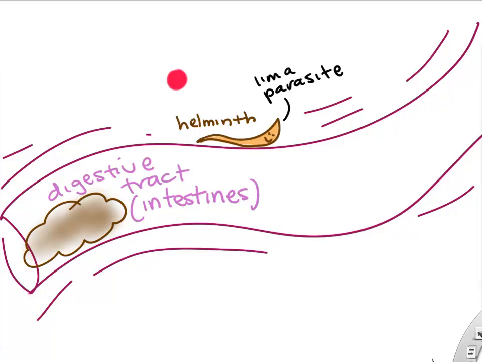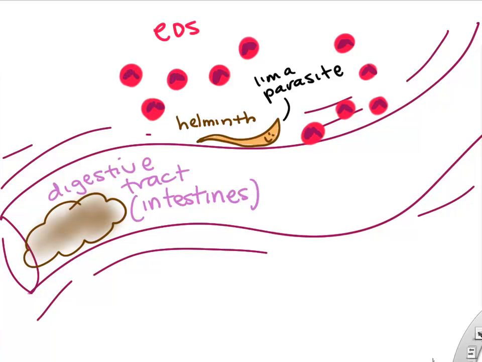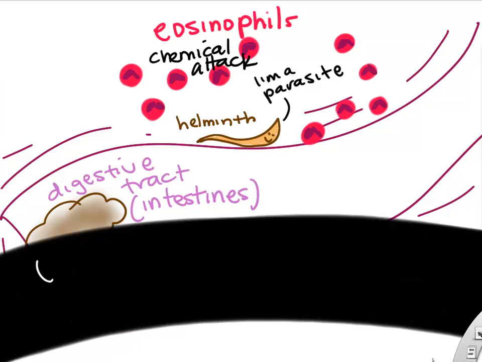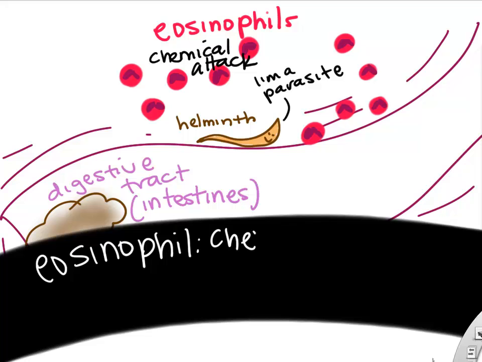I also wanted to mention, when you're infected by parasites, textbooks usually always teach us that the eosinophil is the immune leukocyte or immune cell to respond to a parasitic infection, like these helminths that can actually infect your digestive tract. So eosinophils protect you with a chemical attack, which can seemingly kill those parasites.